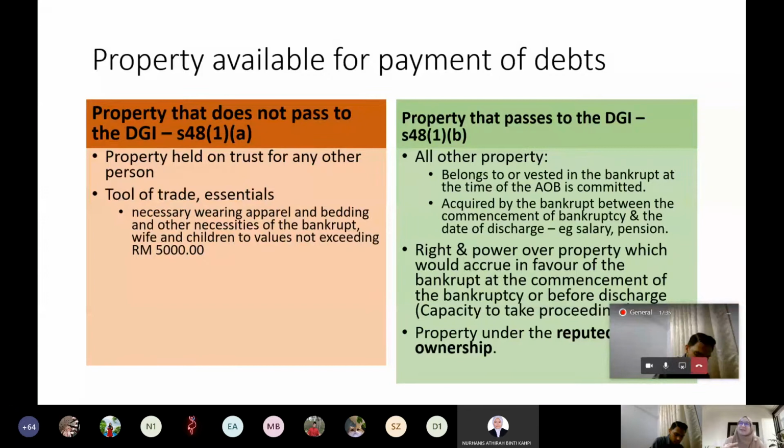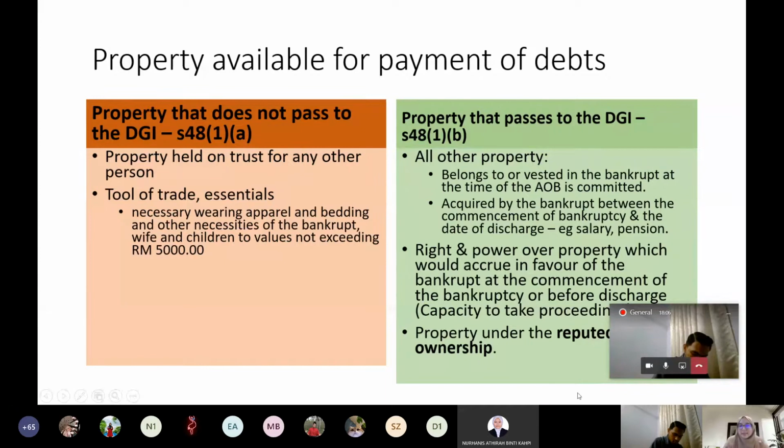Okay, and then A here may sue B in order to get his money back. So that is the capacity to take proceedings against B. So in that situation, the right to take proceedings here will also vest to the DGI. So it is considered as right and power over property. Okay, that is the second one.